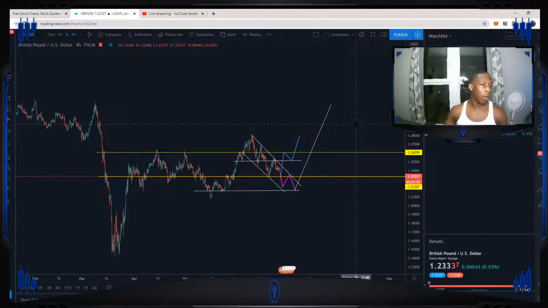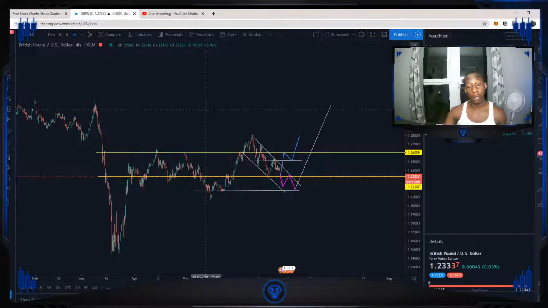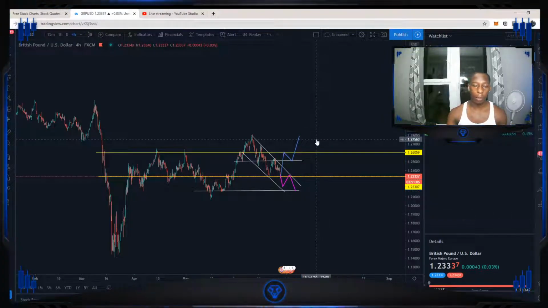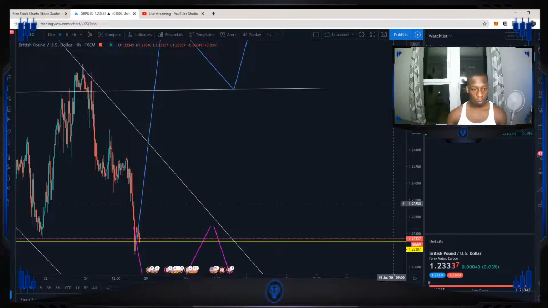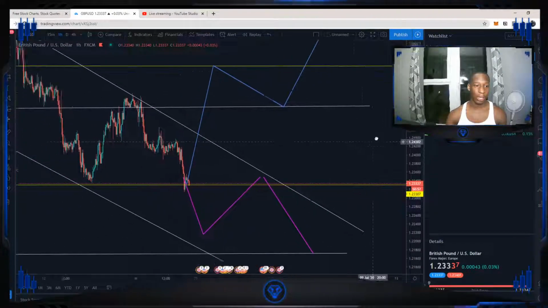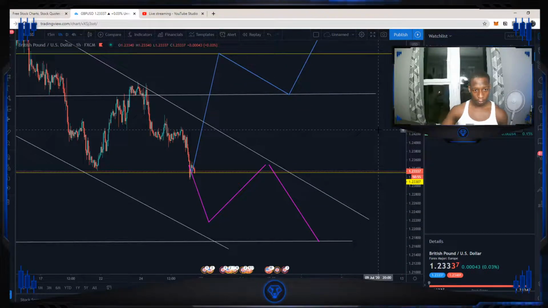What about the 1 hour? So yeah, you could go into the 1 hour. 1 hour is still bearish. So literally what you're seeing from the 1 hour, just getting a bit more detail.